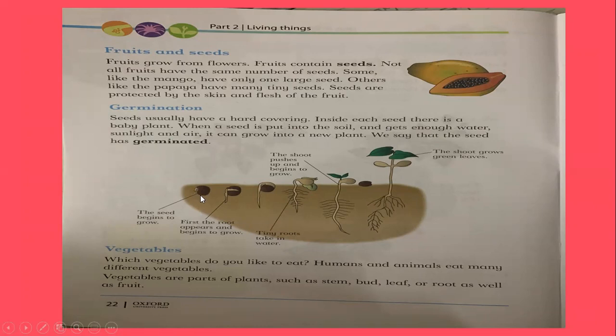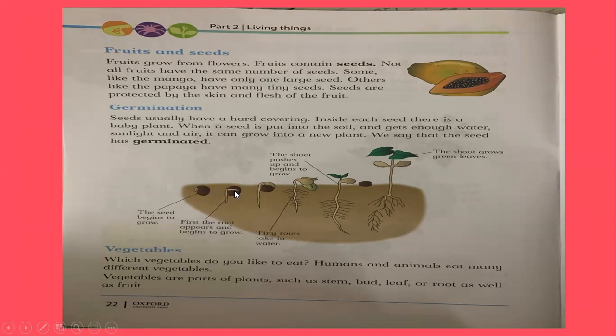Suppose this is the seed of an apple. When you put it into the soil, this brown part, suppose this is the soil. When we put one seed inside the soil, look, the seed begins to grow. After 1 or 2 days, look, this small part is coming out from the seed. Then what is this? Look, first the root appears and begins to grow. This part is going inside the ground, so this part is the root. Root comes from this part.